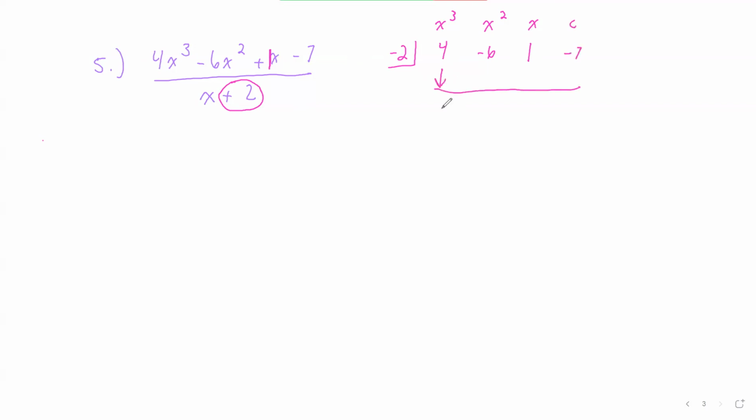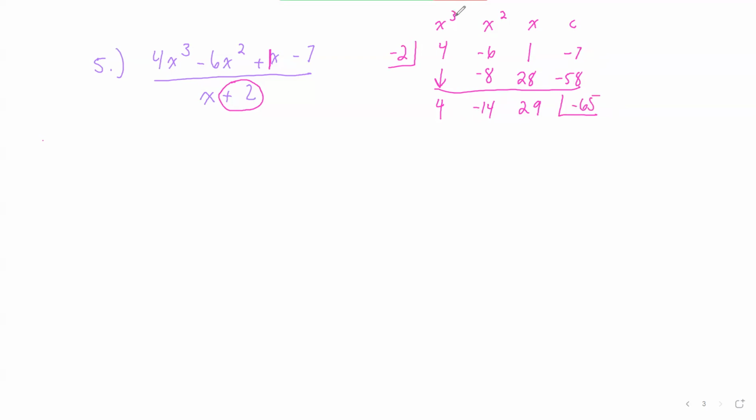Drop your first number and then multiply. So -2 times 4, -8. -6 plus -8, -14. -2 times -14, 28. 1 plus 28, 29. -2 times 29 is -58. -58 plus -7, -65.